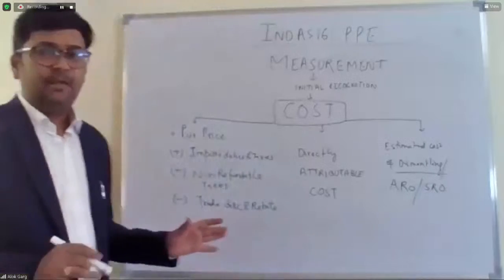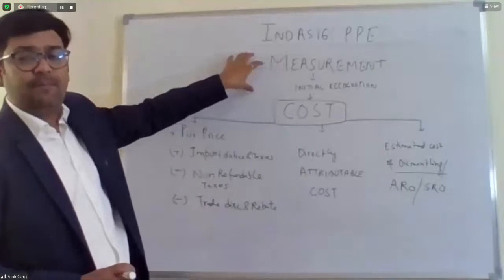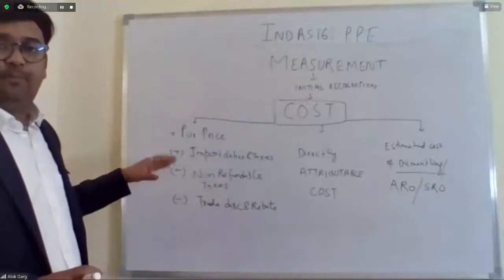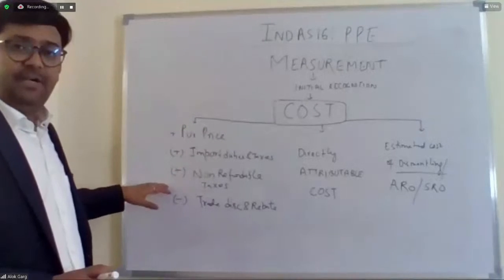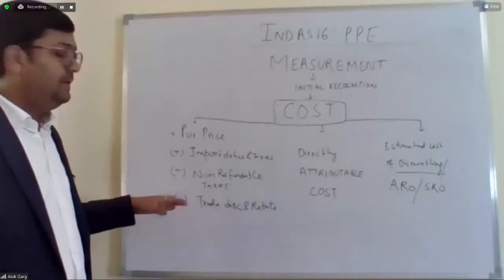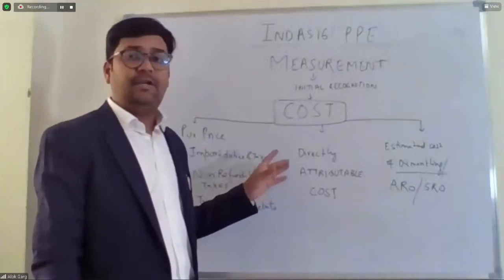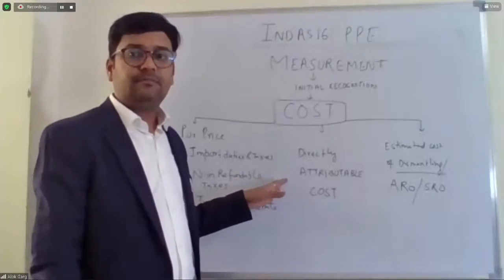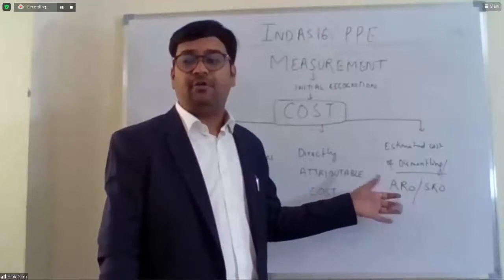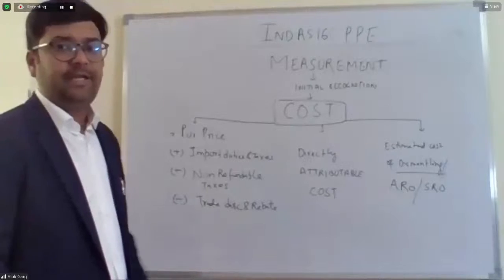Is it okay? So as far as cost is concerned, initially the property, plant and equipment is recognized at cost. Cost includes purchase price, import duties and non-refundable taxes. If it is a refundable tax, an input tax, it is not required to be capitalized. Then trade discount and rebate have to be deducted. Directly attributable cost has to be added to the cost of PPE. Estimated cost of dismantling is required to be added to the cost of the PPE. Okay, is it okay? Great.